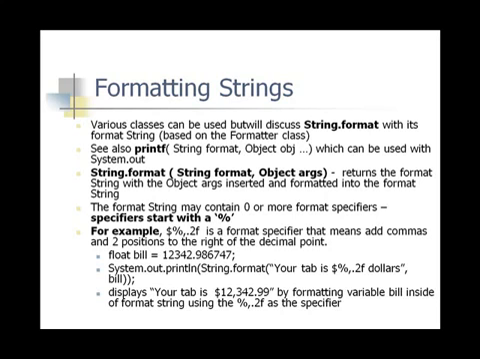So %,.2f: the f says it's going to be a floating point format. The period says we want a decimal point. Comma says we want commas in our thousands position. And the .2 says I want two positions after the decimal point. So that's going to display your tab is $12,342.99, etc.